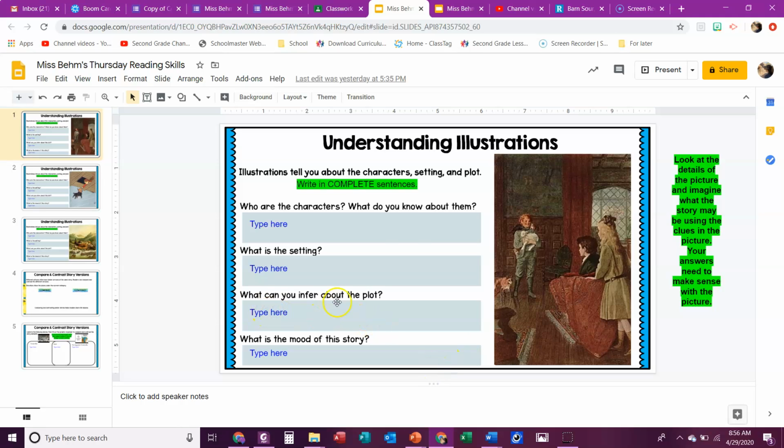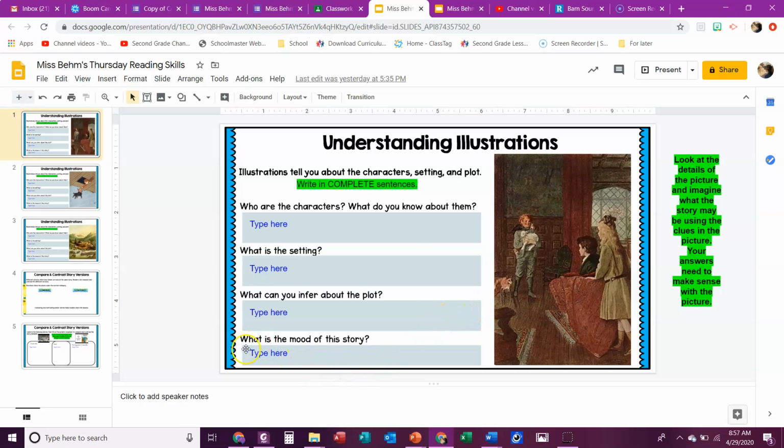What can you infer about the plot? Well, first of all, plot is kind of like what's going on in the story. It's the events that are in the story. And remember, infer means kind of reading between the lines. What do you already know in your head, your background knowledge, and what do you see going on in the picture? So what do you think is going on in this story? Basically, that's what you're going to do here.